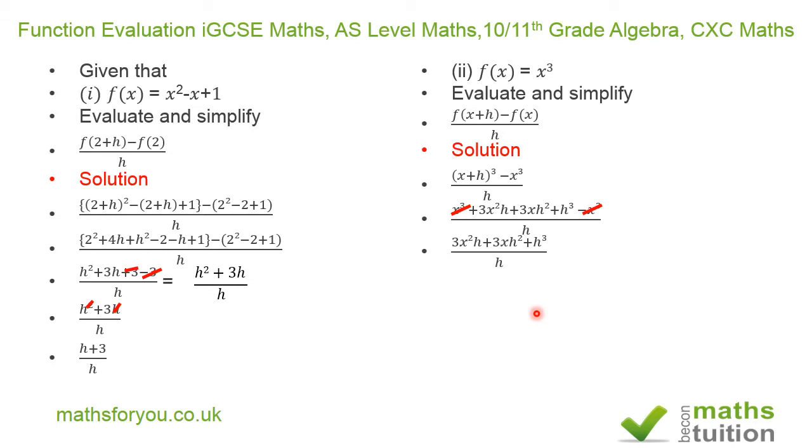Now each of these terms have got h in them, so in effect we can divide each term by h. So we now end up with 3x squared, because 3x squared h divided by h, the h will cancel out, and then you've got 3xh plus h squared. Now, I hope all that made some sense.